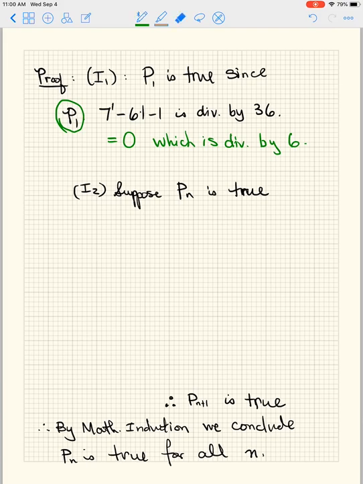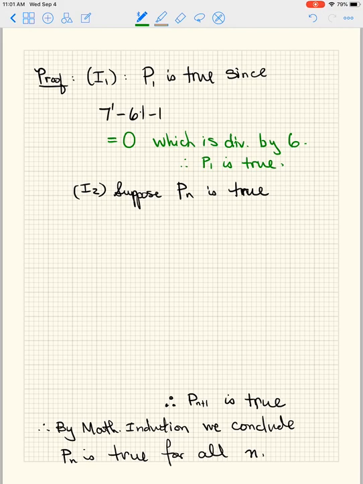And in fact, let me just clean this up a little bit. Probably the way you would write it, you wouldn't copy and paste, you would work out P1, you would work out that number 7 to the 1 minus 6 minus 1, you would see that it's 0, and you would say that it's divisible by 36, and then you would conclude therefore that P1 is true. Usually there's not so much work involved with step P1.